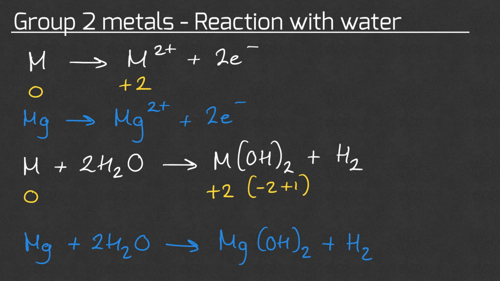So for example then, magnesium plus water would form magnesium hydroxide and hydrogen. You've got to be able to write this equation for any group 2 metal.